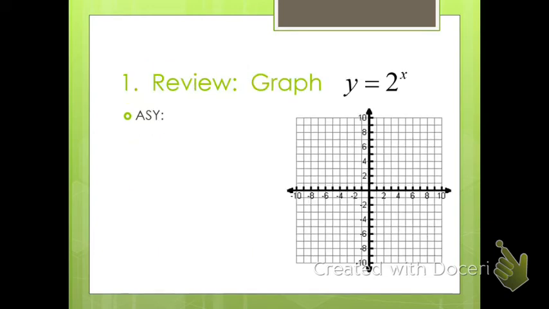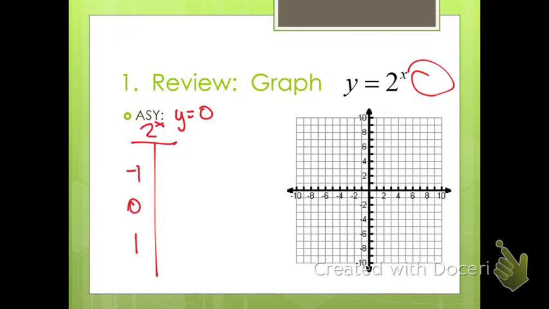So this was what we had done before. We know that y would be equal to 0 in this problem because there's no shift. And if I were to create a t-chart for 2 to the x value, I would plug in the numbers -1, 0, and 1 and end up with getting 1/2, 1, and then 2. Alright, and if I were to graph it, it would have a horizontal line here for my asymptote, and then I would have -1, 1/2, 0, 1, and 1, 2, and it would end up looking something like this.